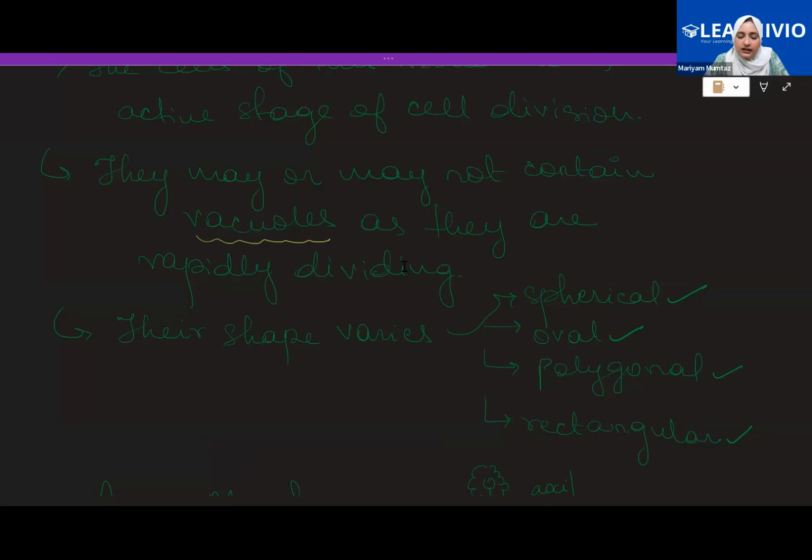Now, the types of plant tissues, depending upon whether they can divide or not, they were of two types like this one.